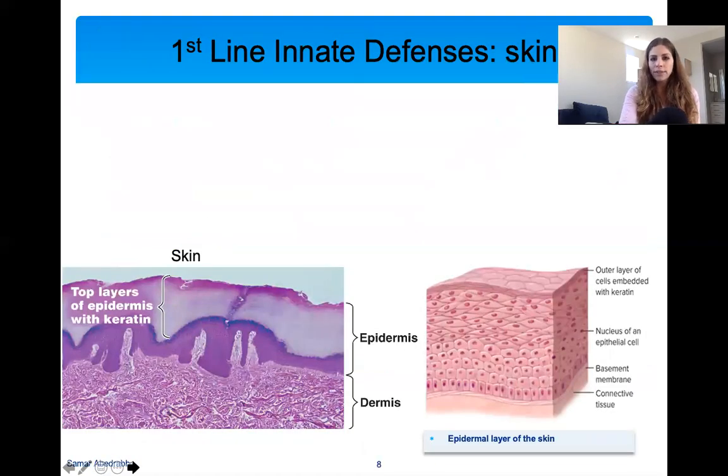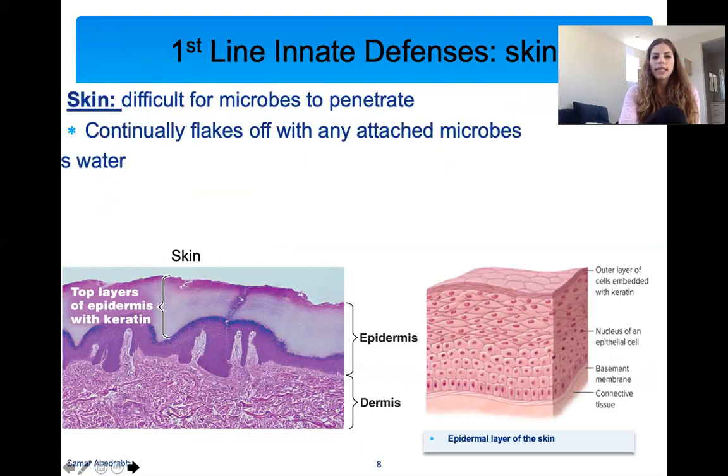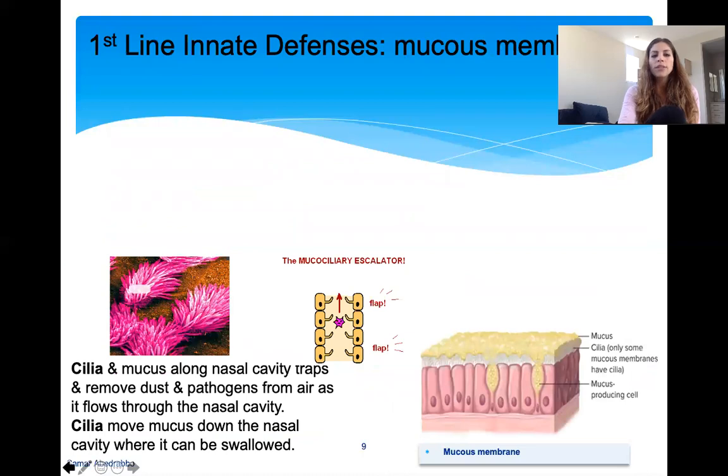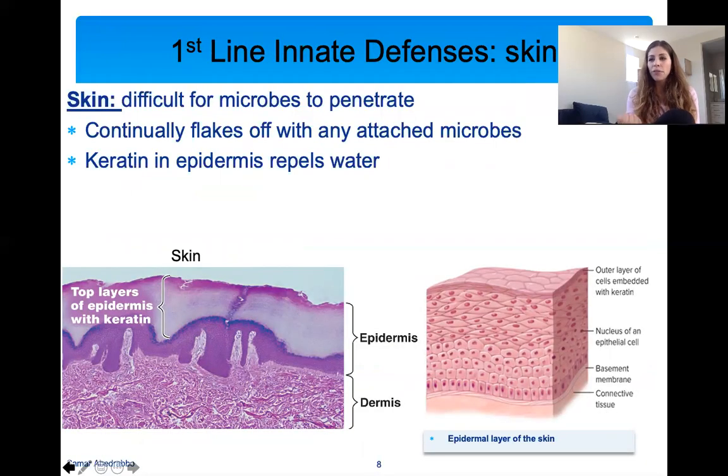Our first line of defense that protects us is our skin. Our skin makes it difficult for microbes or pathogens to get in. This is the reasoning behind why people who have burns, like third-degree burns, second-degree burns, you keep them in a hospital in a room protected.